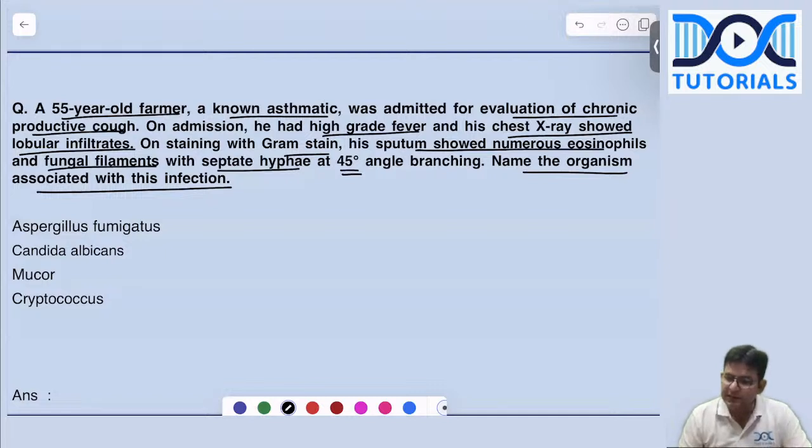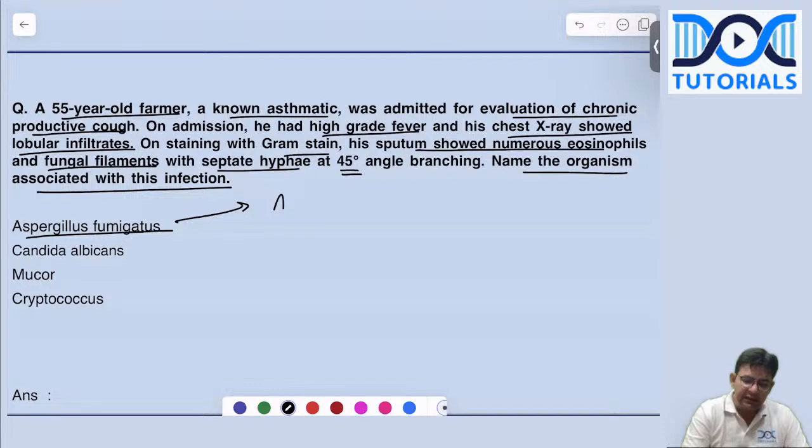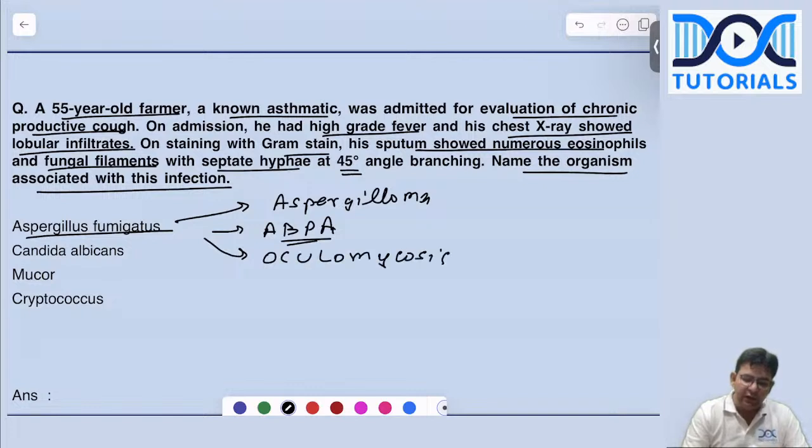The answer is very right. Again, everybody has answered wonderfully well. Good. The answer is Aspergillus fumigatus. And this Aspergillus fumigatus is associated with which ailments, guys? It is associated with aspergilloma. It is associated with ABPA, allergic bronchopulmonary aspergillosis. It is associated with otomycosis, okay. These all things are seen.